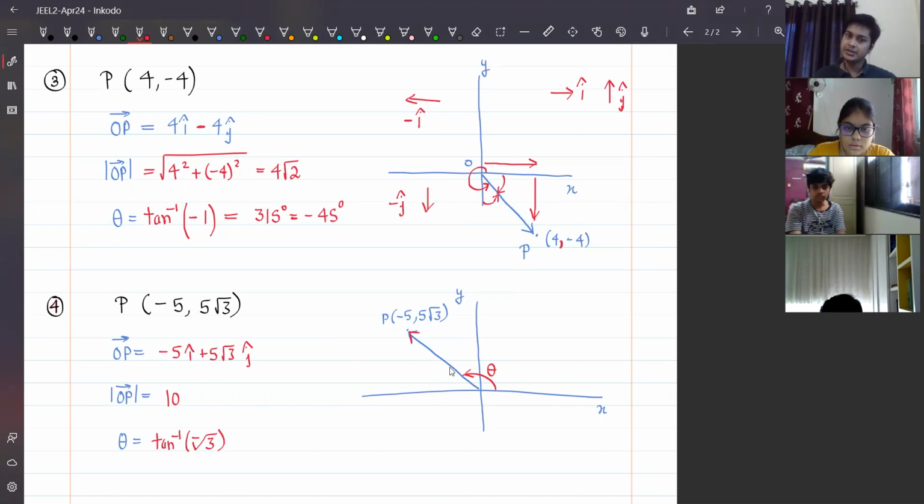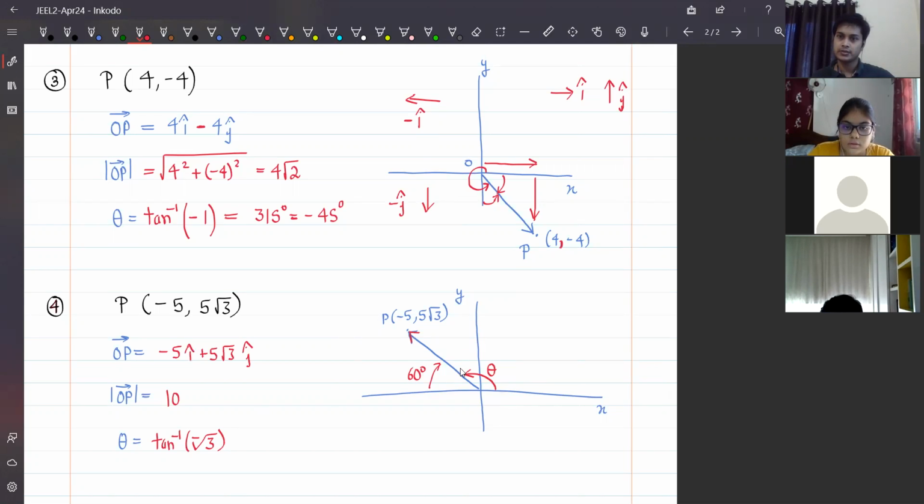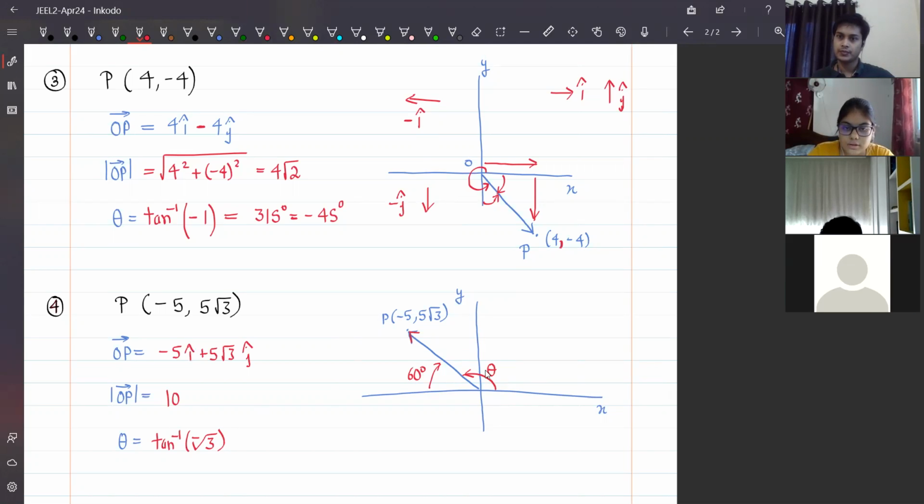So that will be either the second quadrant or the fourth quadrant. But here we know that it is in the second quadrant. Right? So I know the acute angle is 60 degrees. That means theta will be how much? This is 90 degrees. No, this is 60.